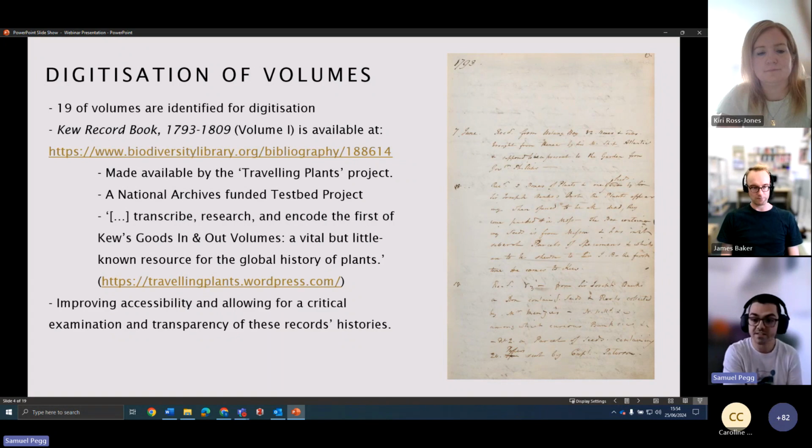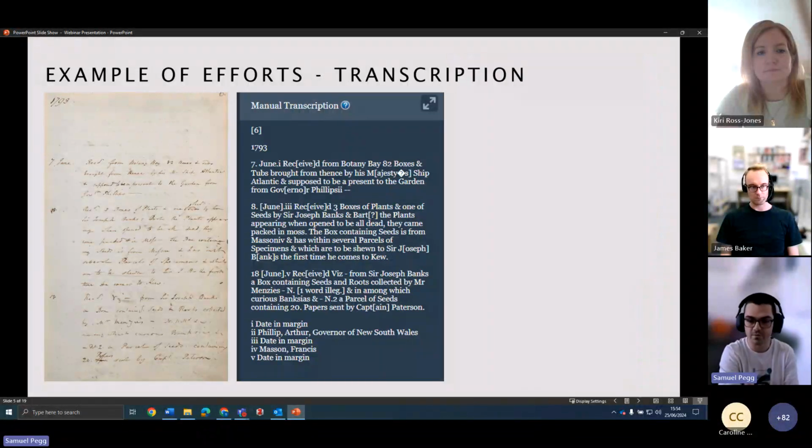One reason for the digitization of these records is to help improve their accessibility to the wider public, and marks an effort to allow for a critical examination and transparency of the colonial history of Kew. However, digitizing and transcribing and encoding one volume takes an extensive amount of labour and time, in this case achieved through enlisting volunteers, which is something that isn't easily maintained. So I'm going to quickly show you a bit about the Biodiversity Heritage Library.